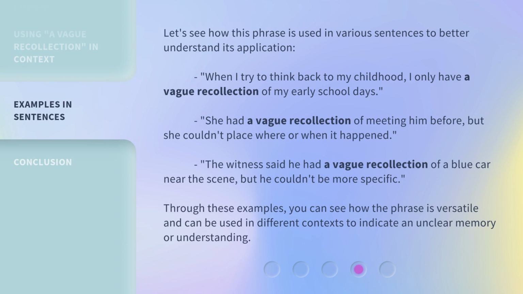Let's see how this phrase is used in various sentences to better understand its application. When I try to think back to my childhood, I only have a vague recollection of my early school days. She had a vague recollection of meeting him before, but she couldn't place where or when it happened. The witness said he had a vague recollection of a blue car near the scene, but he couldn't be more specific. Through these examples, you can see how the phrase is versatile and can be used in different contexts to indicate an unclear memory or understanding.